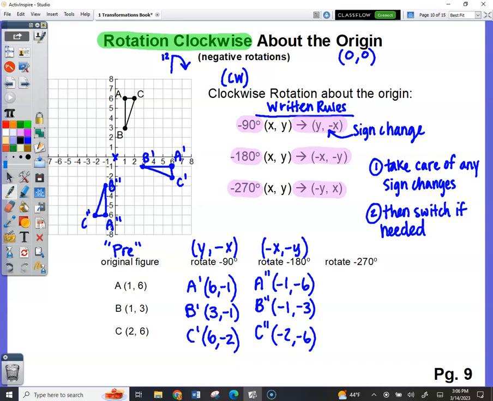Rotate 270 degrees clockwise. What's the written rule? -Y and X. Okay. So this means change the sign of which one? Y. The Y, then take them and flip them, switch them. Now you are going back to your original ABC, okay? Don't ignore these columns. We're not doing a domino effect here.